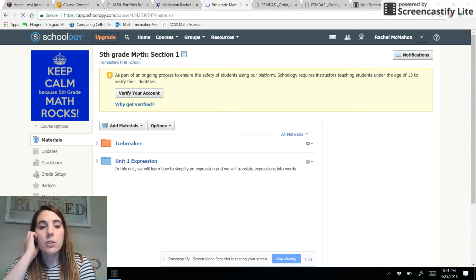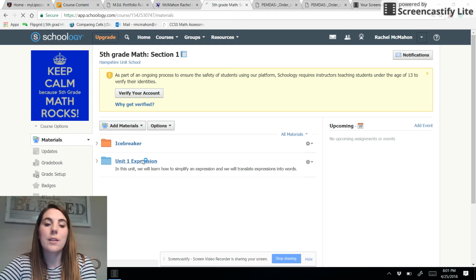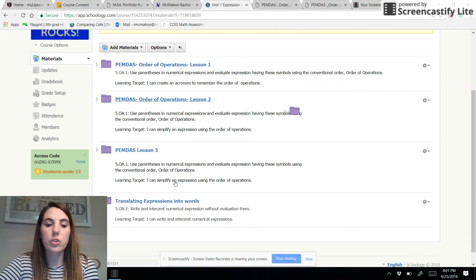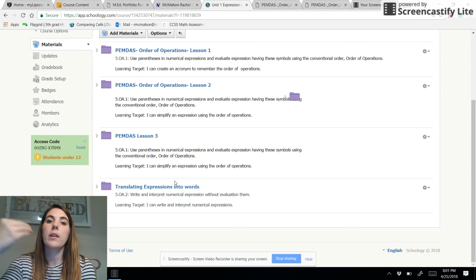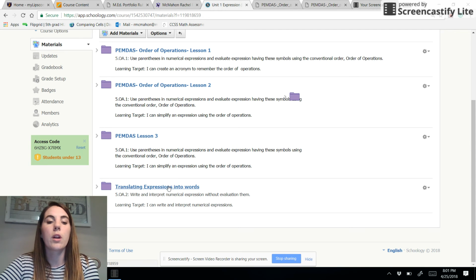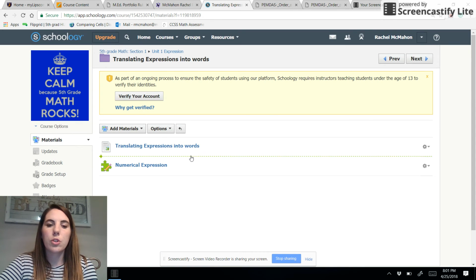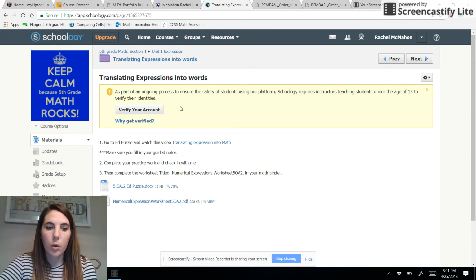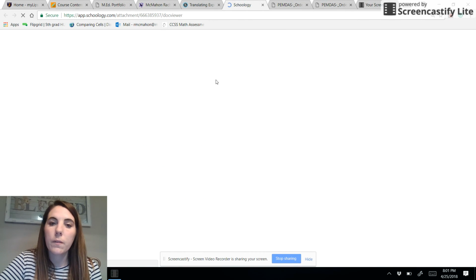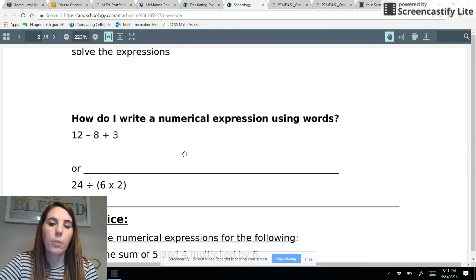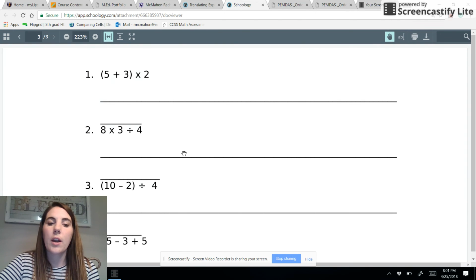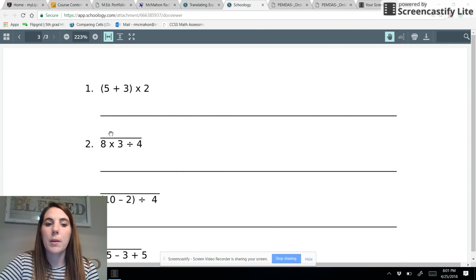Now, the next lesson is on translating expressions into words, because I teach this with the order of operations, because we're just taking numbers and writing the words for them, and taking words and writing the numbers for them. So it's the same thing, kind of like lesson 2. They're going to have to watch an Edpuzzle. When they go to this, it says go to Edpuzzle, and they have a class sign-in for that. So they'll go to Edpuzzle, they'll watch the video, and they'll take these notes along with it. And then at the end, just like when they did the order of operations, they're going to have practice problems, and then they're going to check in with me when they're finished.